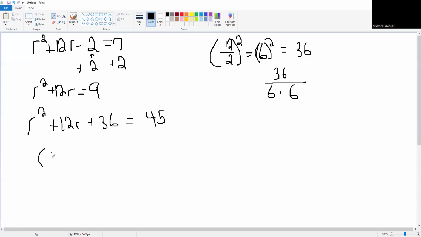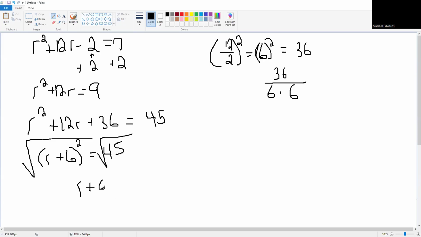So we would just rewrite this as x plus 6, or r. It's actually r. We're doing r's. r plus 6 squared equals 45. Now we're in the format we can use our square roots. So this will be r plus 6 equal to the square root of 45.